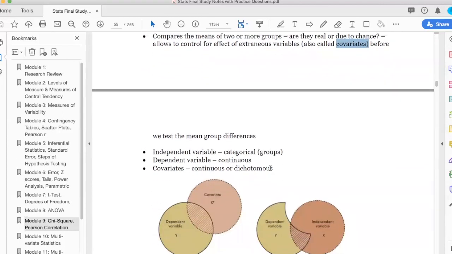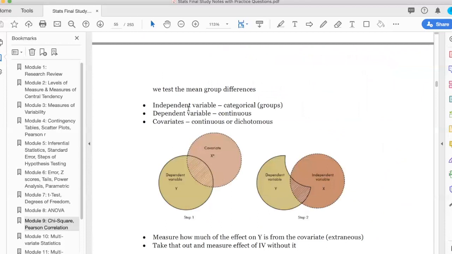So you've got your independent variable, which is going to be categorical, right? Because it's like an ANOVA. Your dependent variable, which is going to be continuous. And then your covariates, this is the thing you want to remove. And it can be continuous or dichotomous.